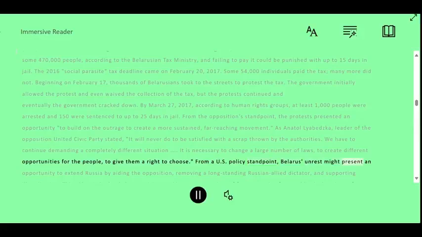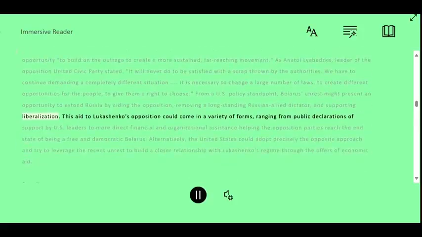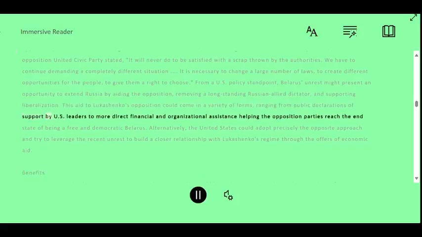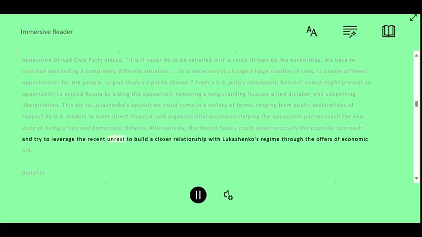From a US policy standpoint, Belarus unrest might present an opportunity to extend Russia by aiding the opposition, removing a long-standing Russian ally dictator, and supporting liberalization. This aid to Lukashenko's opposition could come in a variety of forms, ranging from public declarations of support by US leaders to more direct financial and organizational assistance helping the opposition parties reach the end state of being a free and democratic Belarus. Alternatively, the United States could adopt precisely the opposite approach and try to leverage the recent unrest to build a closer relationship with Lukashenko's regime through the offers of economic aid.